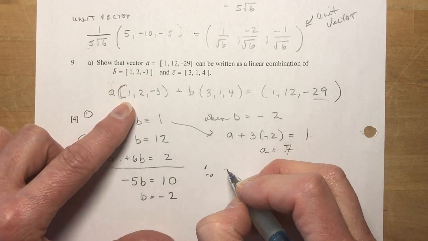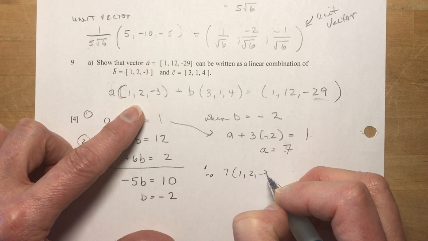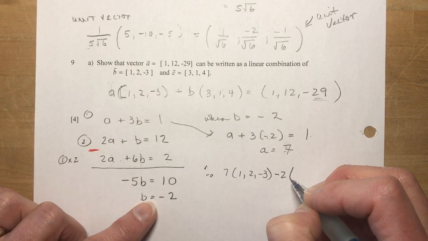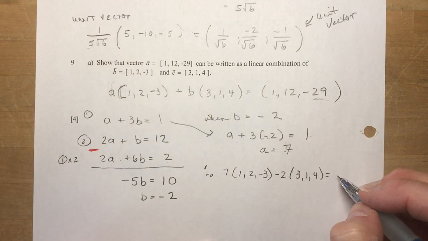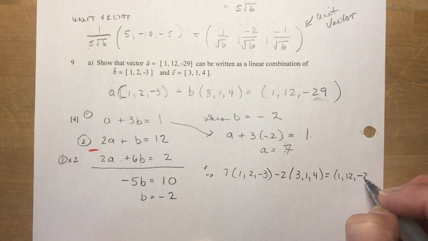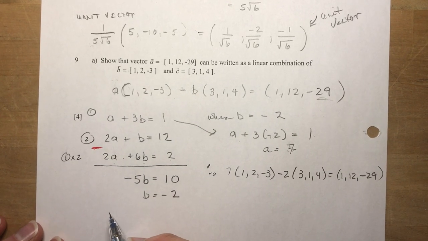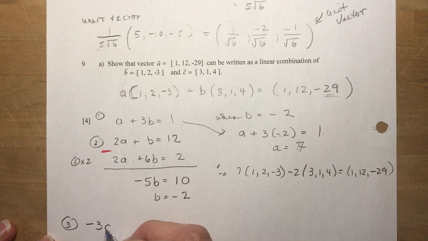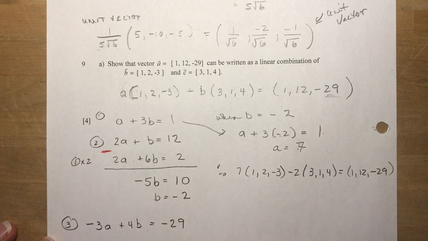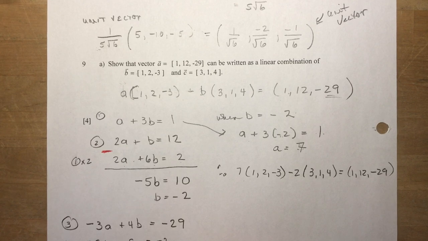So I'm saying that 7 times [1, 2, -3], minus 2 times [3, 1, 4], is going to give me [1, 12, -29]. Oh, I should have checked the third one, right? I didn't write that out here. So let's put equation 3 here, the last one. So we have minus 3A plus 4B has to be equal to minus 29 if this is true. If A is 7, I would have minus 21. If B is minus 2, minus 8, that gives me minus 29.